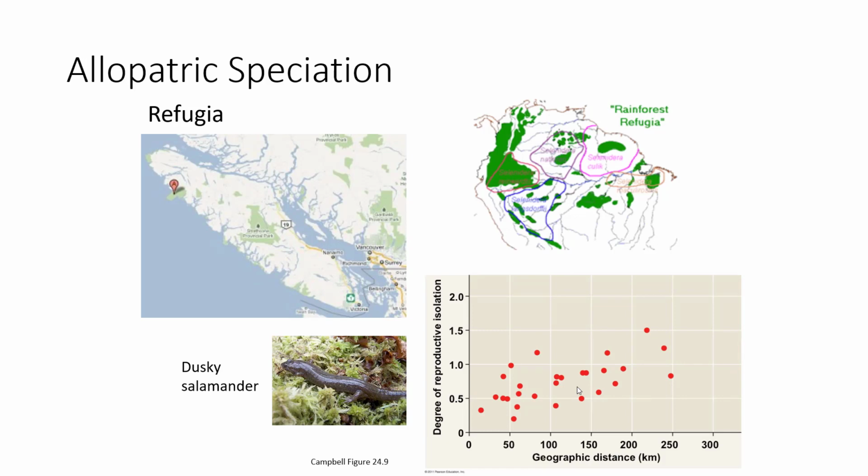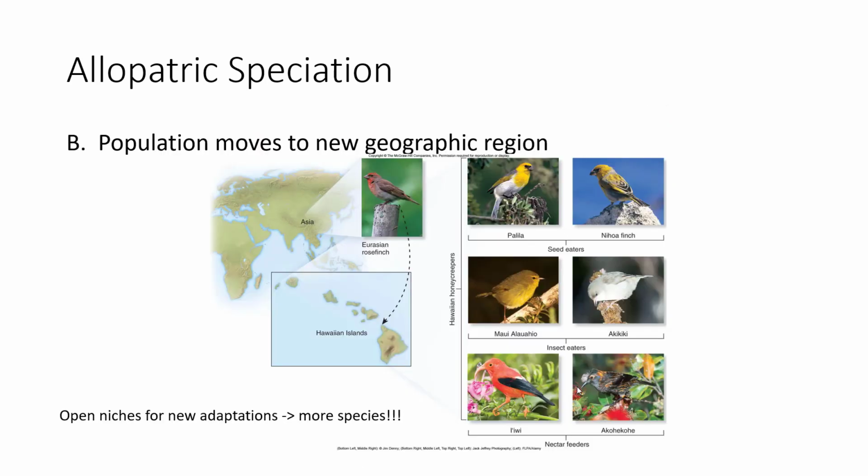We see an example of allopatric speciation in refugia, where a once contiguous rainforest has been fragmented into smaller little zones where the dusky salamander can survive. In each of these little zones, they are isolated from other populations of dusky salamanders, and it is possible that over time, new species of salamanders may form in each of these refugia. We also can see this when populations move to new geographic regions. The Eurasian rosefinch had a population blown away, think of this founder effect, to Hawaii, where they formed different species as they evolved into new niches with new adaptations.